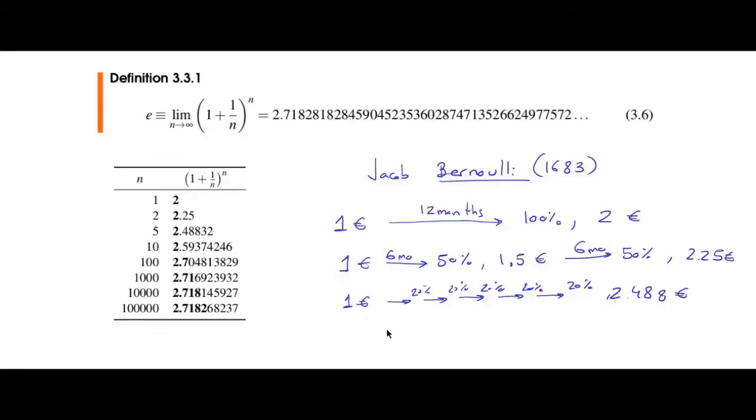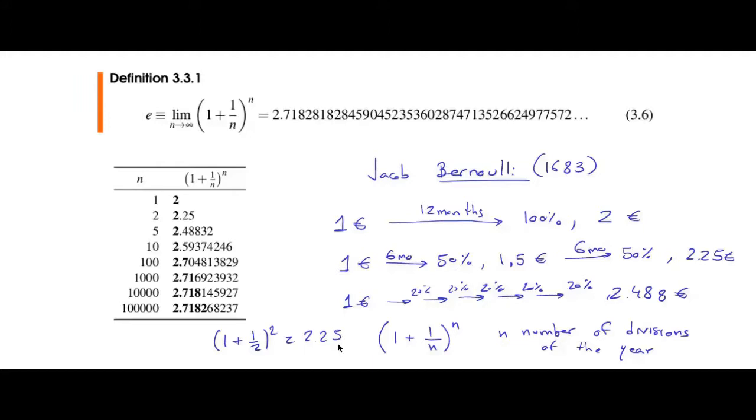So the idea is I have my original money 1, and what I get in the end is (1 plus 1 over n) to the n euros back, where n is the number of times you collect, the number of divisions of this year. So for instance, in this case, you have (1 plus 1 over 2) squared, so this is 2.25.